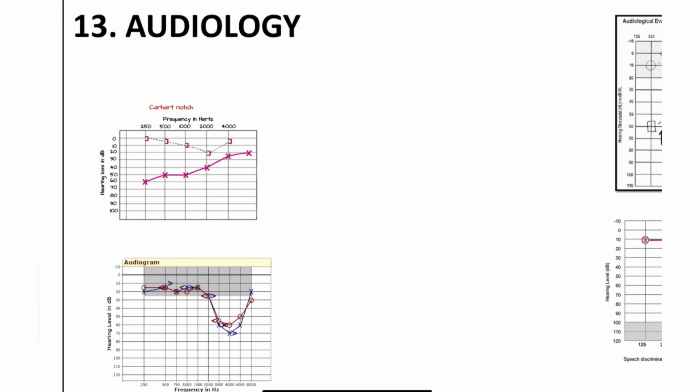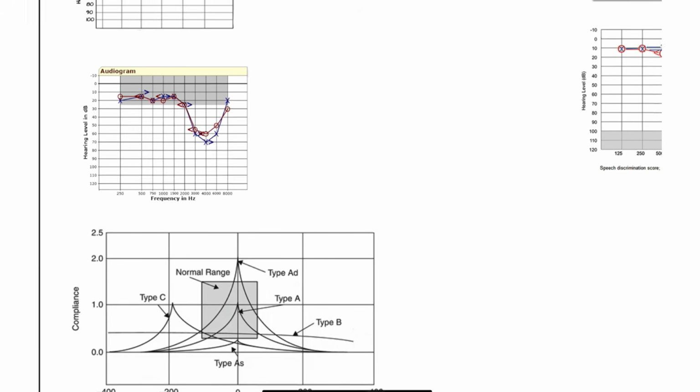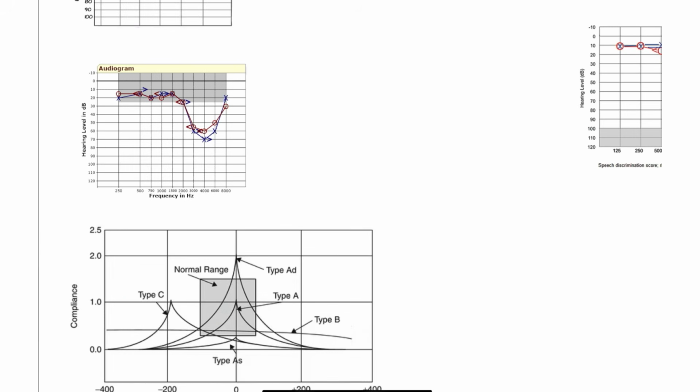Here you can see this is the Carhart notch, at 2000 Hz. This is seen in patients with otosclerosis. The other test we do for this patient is the Gelle test with tuning forks. Next, the audiogram that you can see here. The dip is at 4000 Hz. The 4000 Hz dip is seen in noise induced hearing loss.